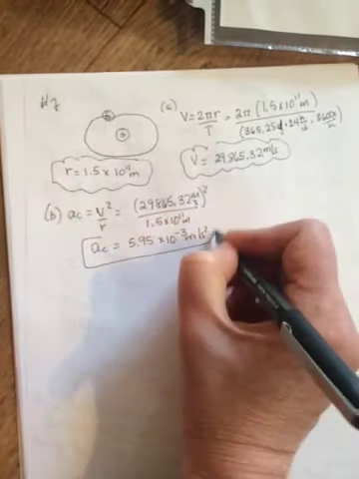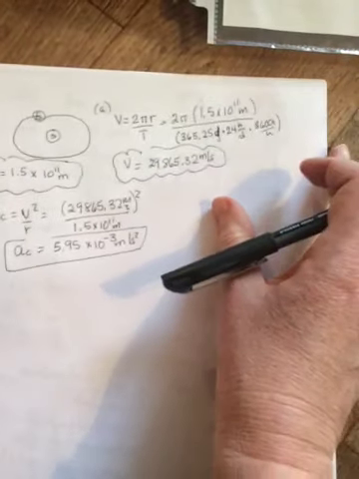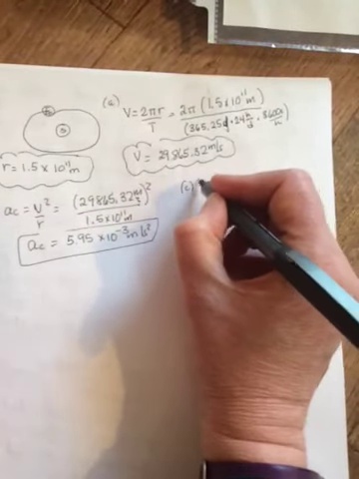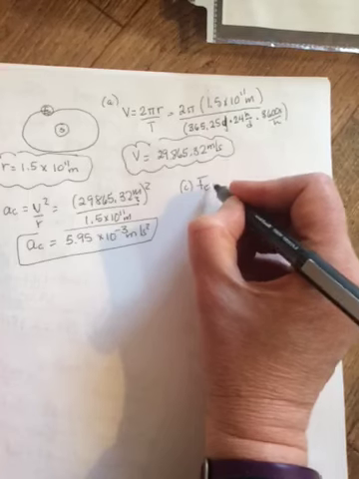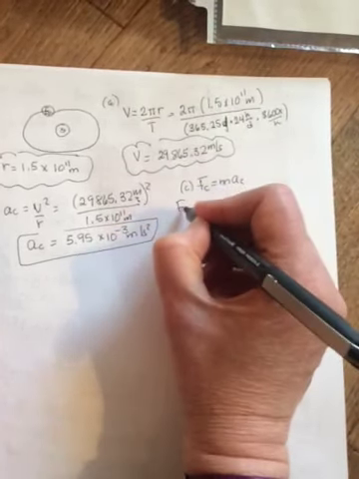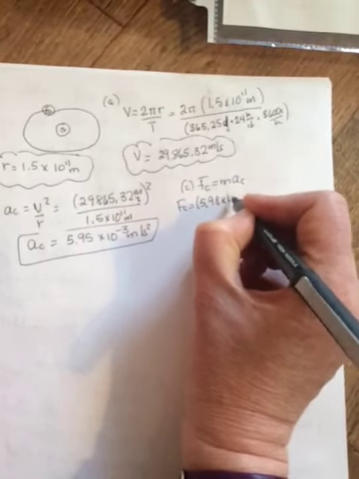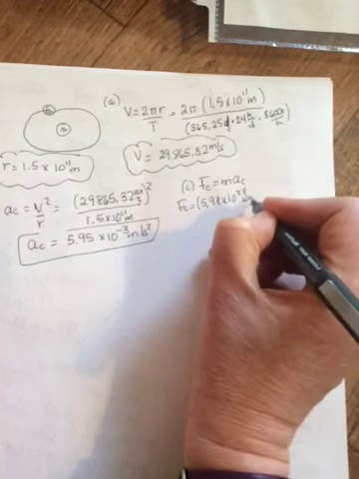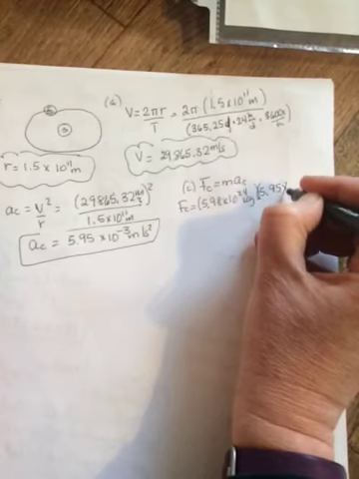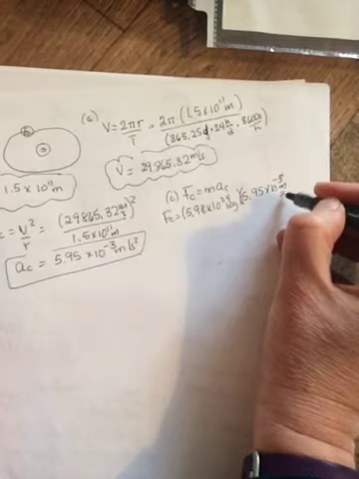Part B. And part C says, what is the size of the centripetal force on the Earth? So we know that F equals ma. And so the centripetal force, which is an F net, should equal the mass of the Earth times the centripetal acceleration. So the mass of the Earth, 5.98 times 10 to the 24th kilograms, times the A that you just found, 5.95 times 10 to the negative 3 meters per second squared.